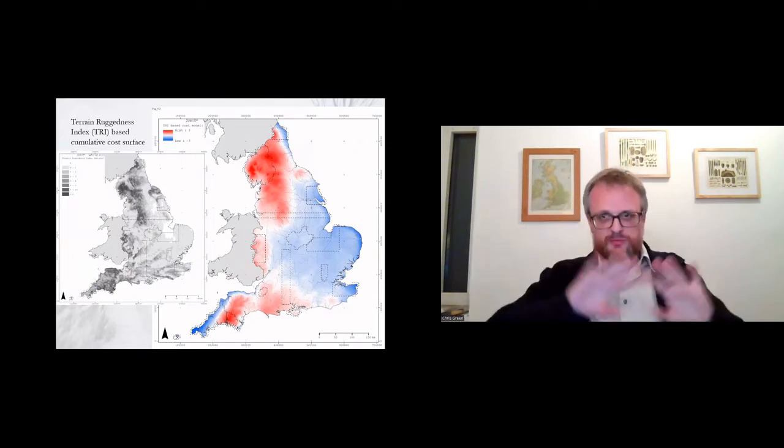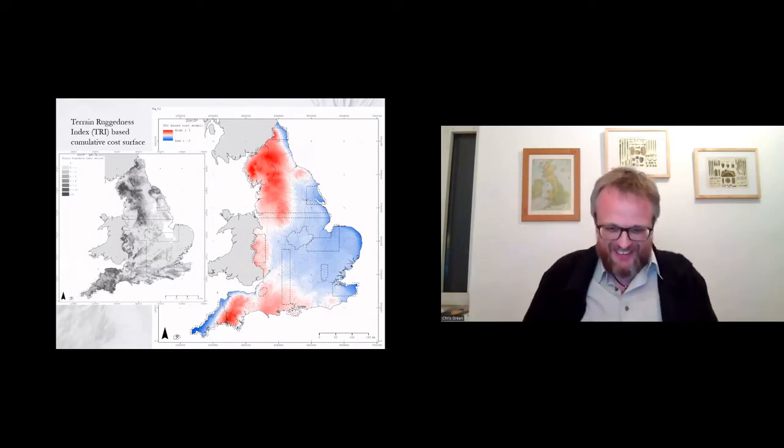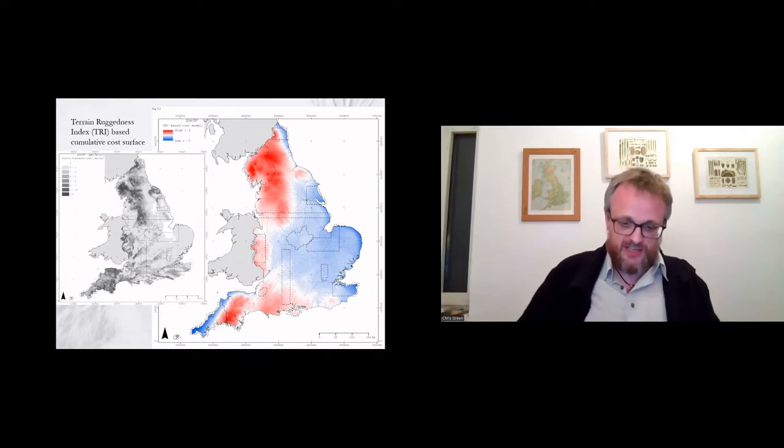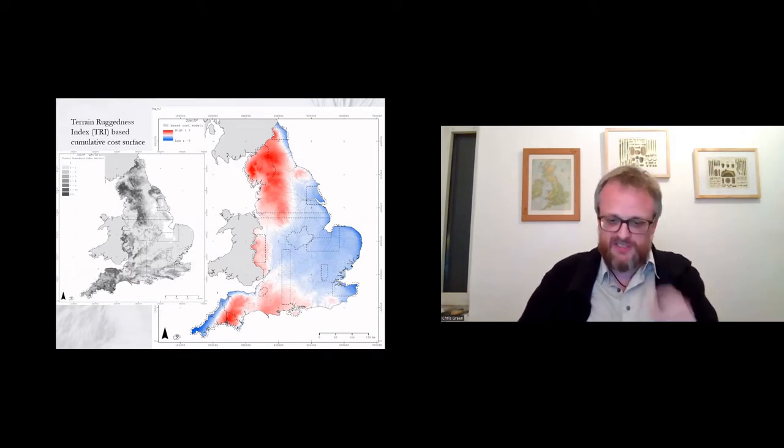So, to move on to the meat of it. We began by trying to model the general tendencies of the English landscape towards promoting or inhibiting travel. First, we considered the costs associated with going uphill or downhill. As I just stated, this is the most common type of cost surface analysis.